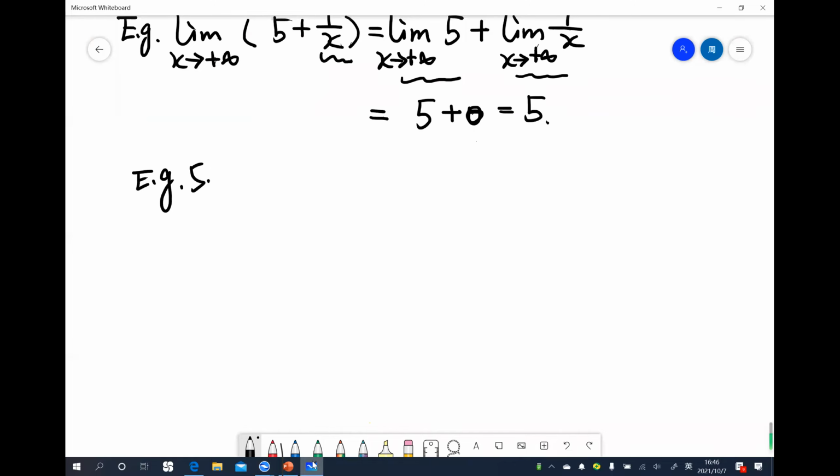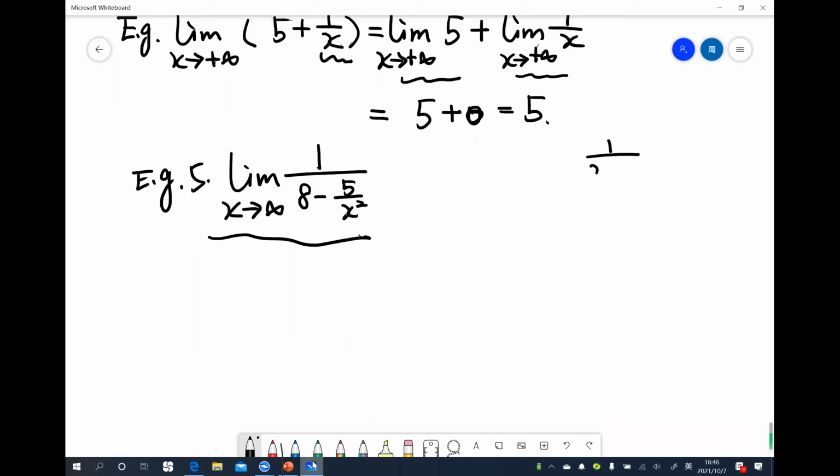Question number 5 is to get the limit as x approaches infinity of 1 by 8 minus 5 by x squared, right? This is question number 5. Some students write like this: 1 by 8 minus 5 by x squared, then equals 1 by 8 minus 1 by x squared, 5 by x squared.